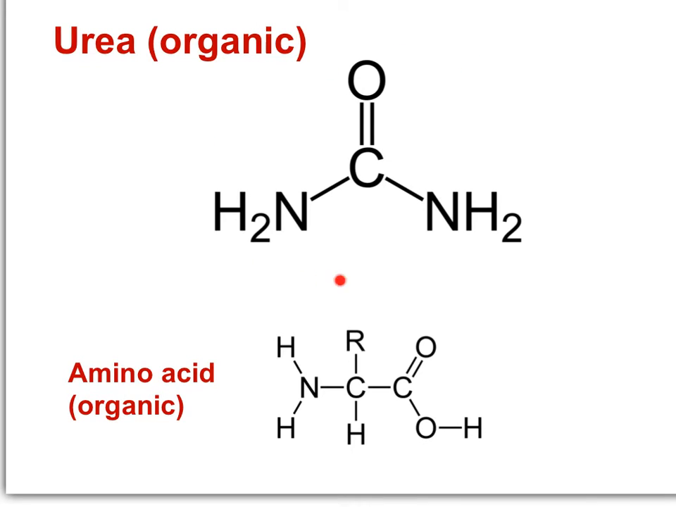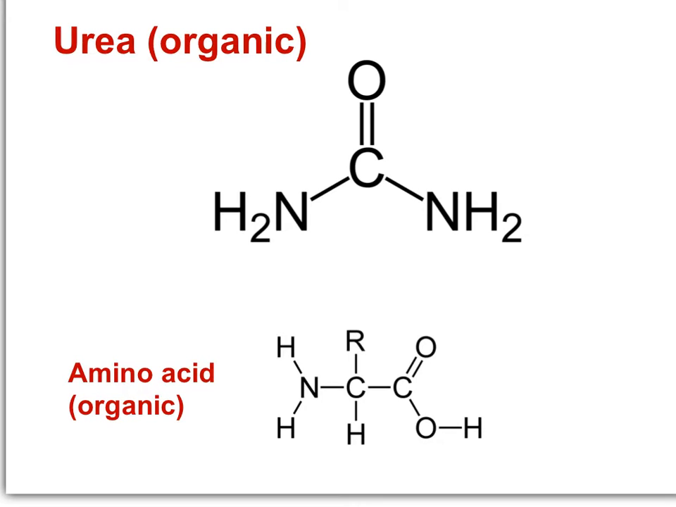Urea, seen here, is an organic compound formed when amino acids, seen here, are broken down or metabolized. The NH2 group of amino acids are removed in a process known as deamination. The NH2 groups are then added to carbon dioxide to form urea, which is a nitrogen compound of low toxicity, and it's an organic compound.